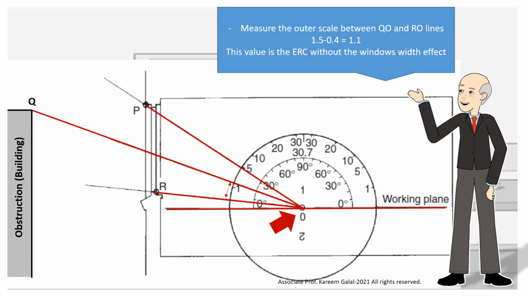Measure the outer scale between the QO and ρ lines: 1.5 to 0.4 equals 1.1. This value is the ERC without the window's width effect.